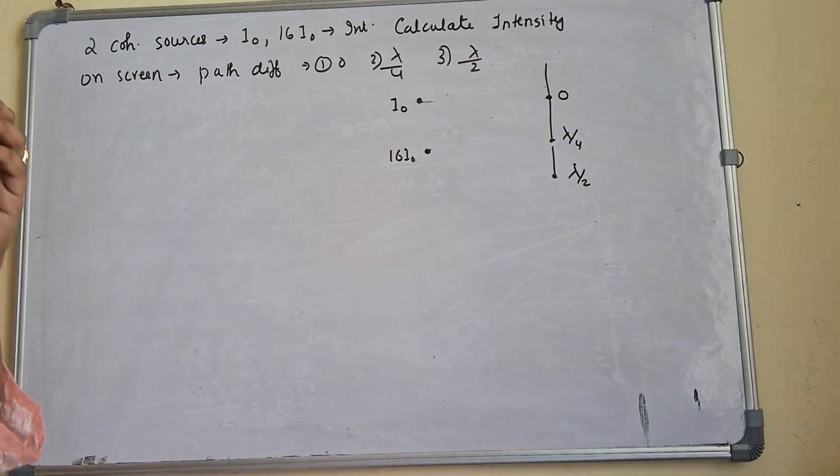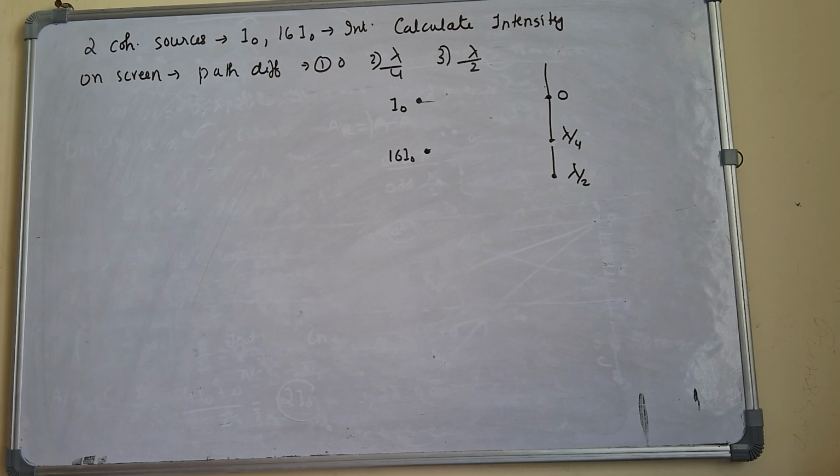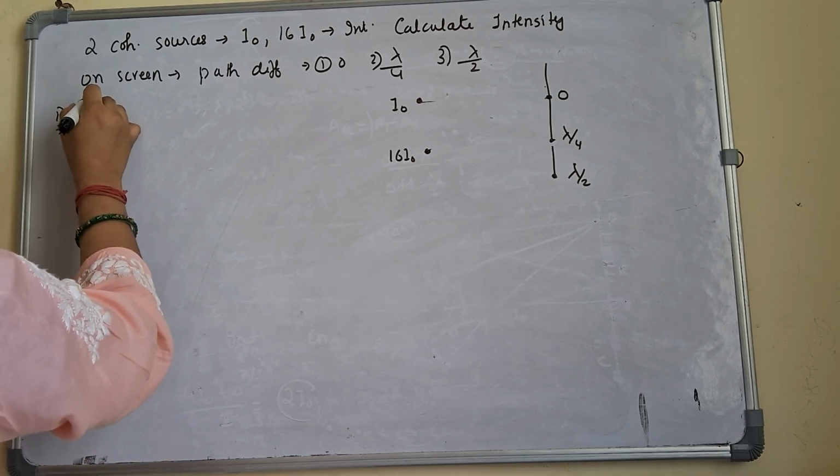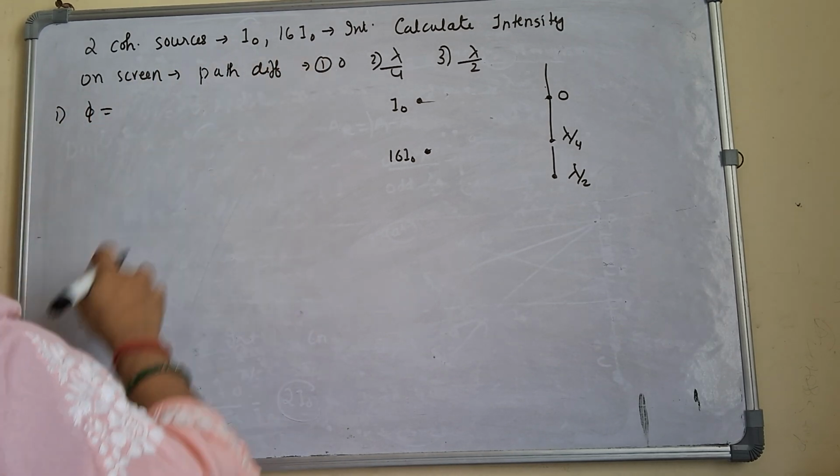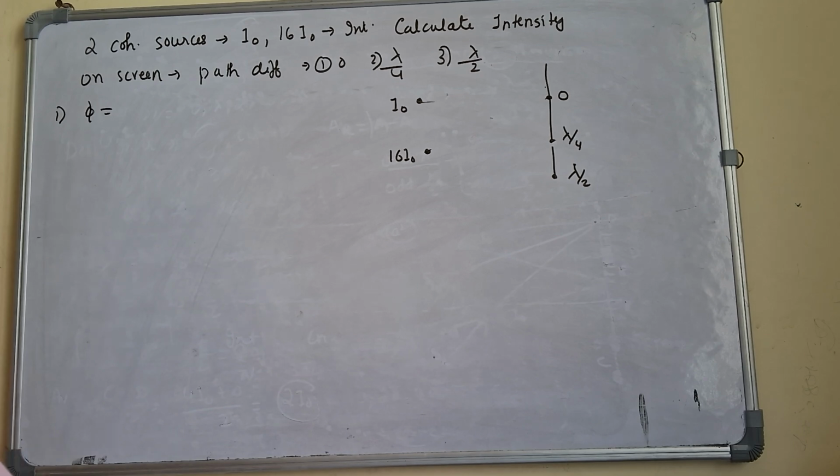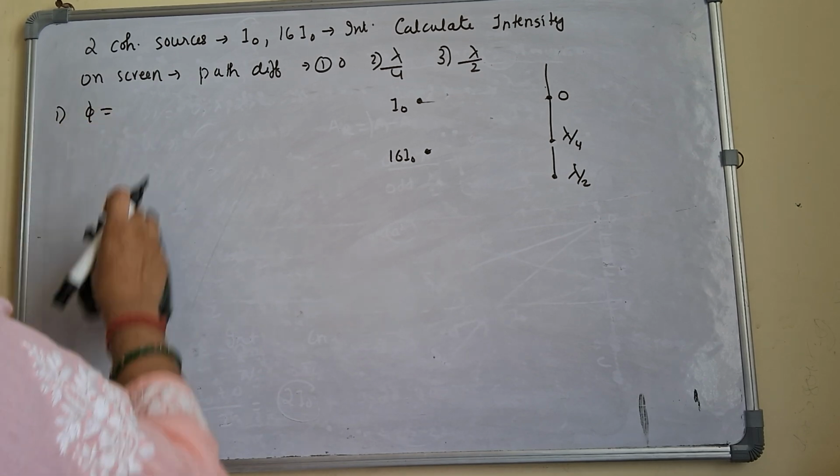Here the difference is lambda by 4, that means the distances are not the same. You just have to calculate the intensity corresponding to that. Alright, now let us do this. Case 1, the first case. What is the meaning of that path difference? Let us write the corresponding phase.